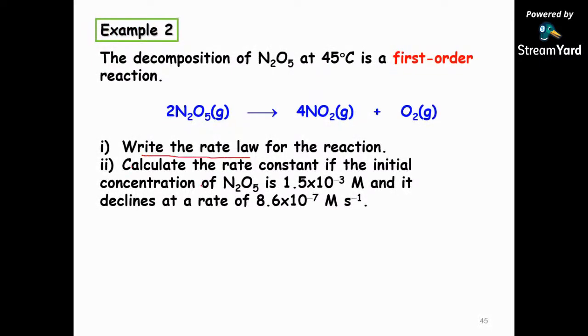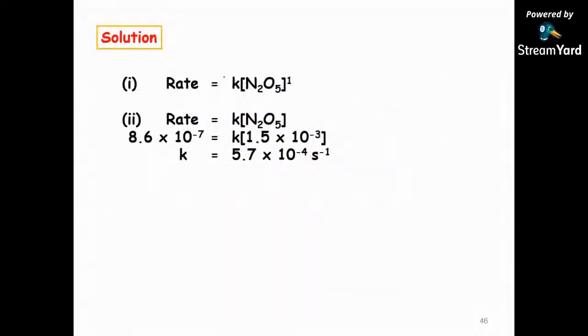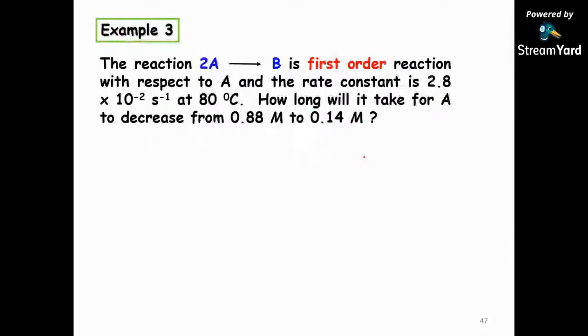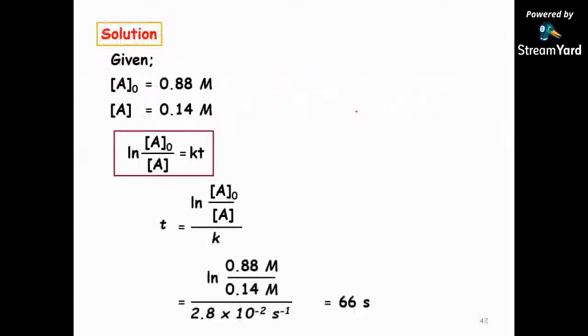Okay, write the rate law. Calculate the rate constant k. The initial concentration is given and the rate is given. So this is the rate equation, the rate law. This is given, this one is given, so you calculate. Formula, substitution, final answer with correct unit. You notice the question keeps on repeating the same thing. So how long? It means time. In this case, you need to calculate the time. Jot down, analyze the question, and then formula, substitution, final answer with correct unit.